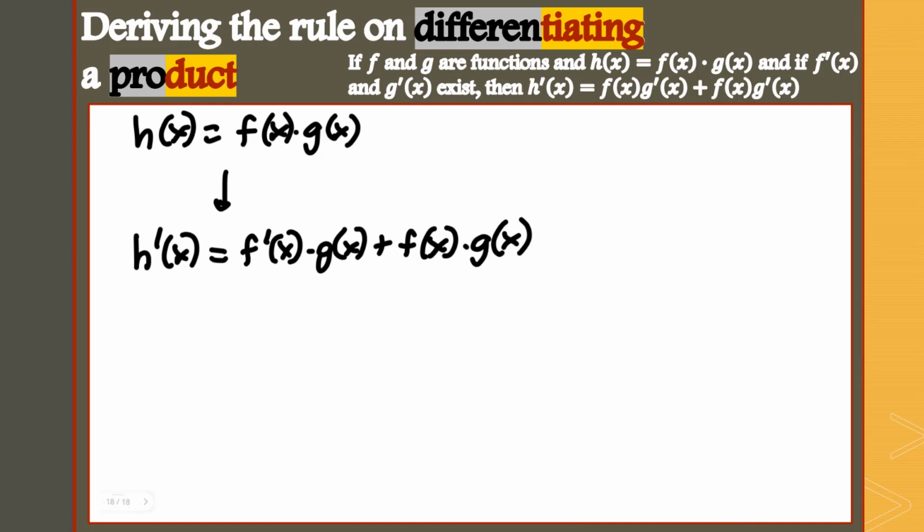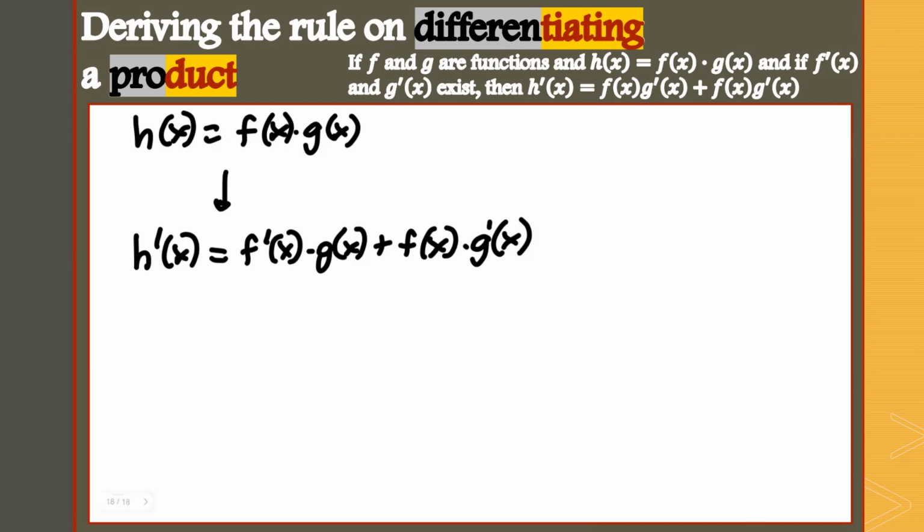Okay? Take note that it's a combination of the derivative of the first function times the second function plus the first function times the derivative of the second function. So we are going to show the proof of that here before applying this to specific situations and examples later.